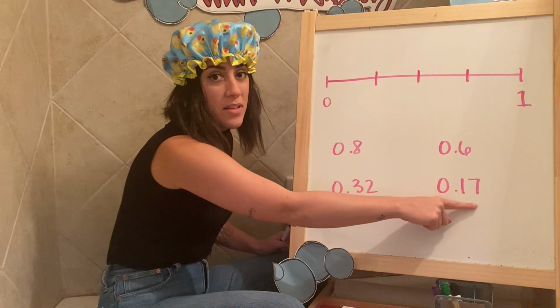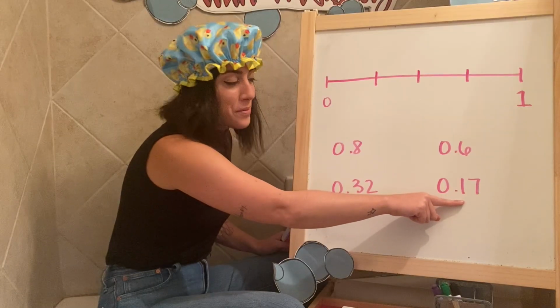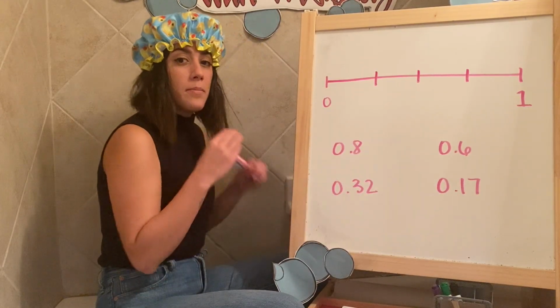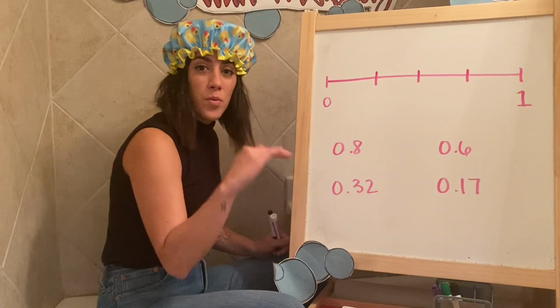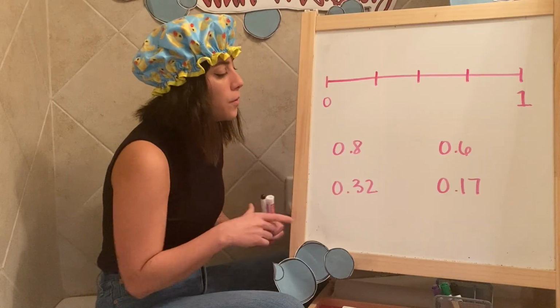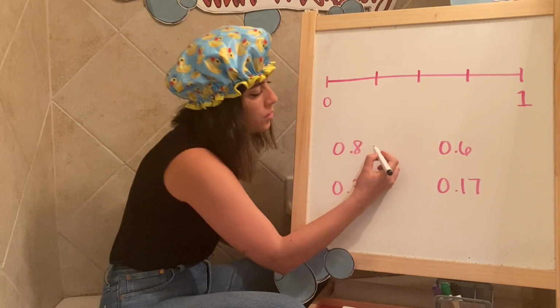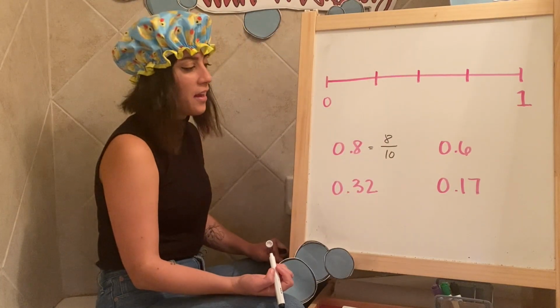$0.17, right? I have 1 dime and 7 pennies, so that would be 17 cents total, right? Again, if you just notice where they land on the place value, like we've talked about, decimal, tenths, hundredths, wherever the number lands, that's where your fraction is going to be. So this falls in the tenths place, so it equals 8 tenths, okay?